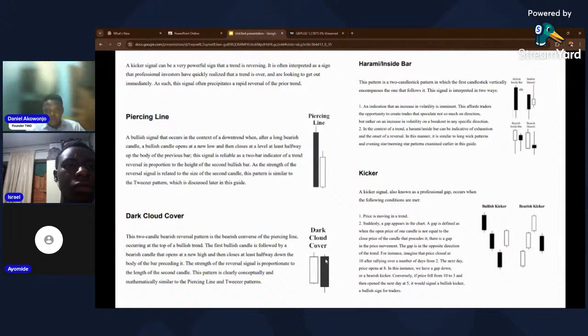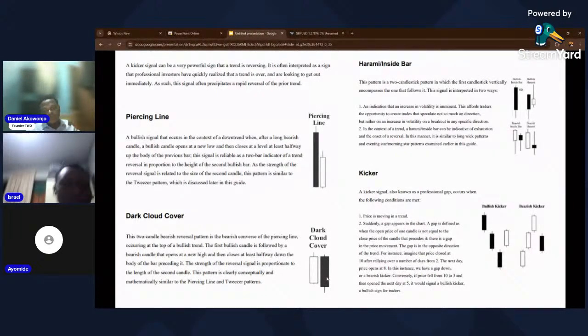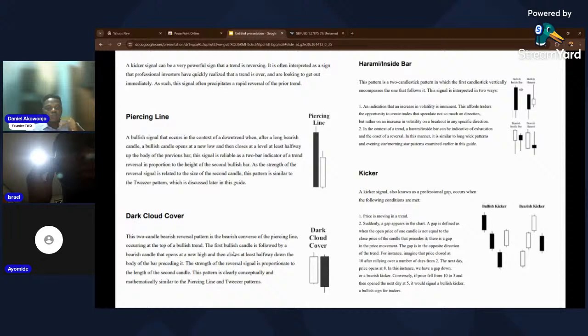Now, this analysis will depend on the length of this candlestick. The strength of the reversal signal is proportionate to the length of the second candle. This pattern is clearly conceptually and mathematically similar to the piercing line and tweezer pattern.